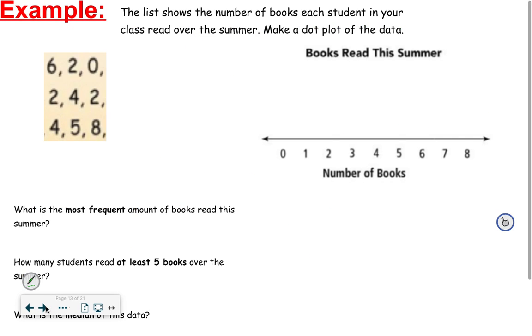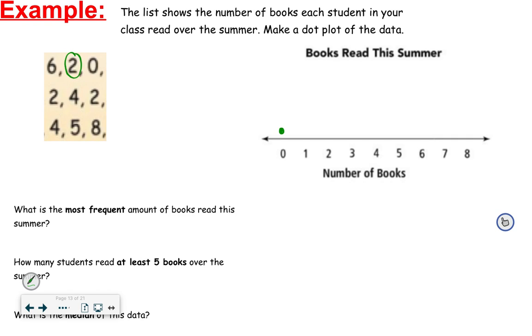Next, the list shows the number of books each student in your class read over the summer. Make a dot plot of the data. As you see here, how many number of books read? For example, there's 1 student read 0.